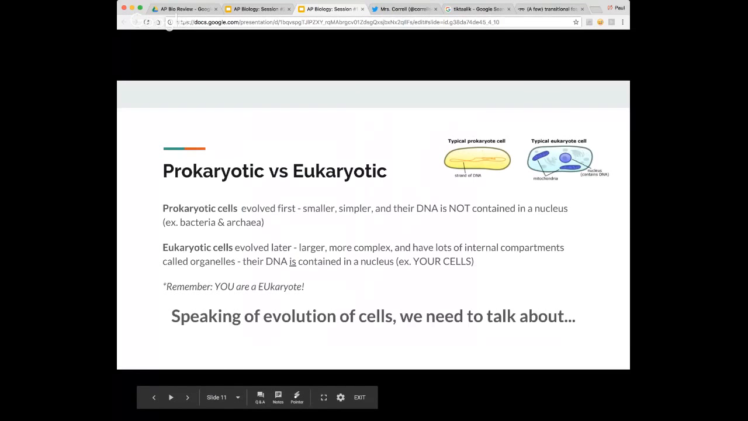All right, so prokaryotes versus eukaryotes. I mentioned this on the slide about origin of life, and I feel like I need to give this a little justice. So remember, just good vocab. Prokaryotic cells, we believe, evolved first. They're smaller, they're simpler, and their DNA is not contained in a nucleus. Examples of prokaryotes would be bacteria and archaea today. Very, very simple, very, very small, like crazy small.